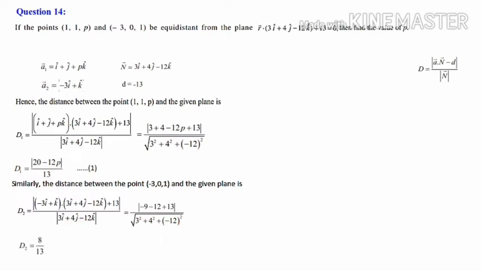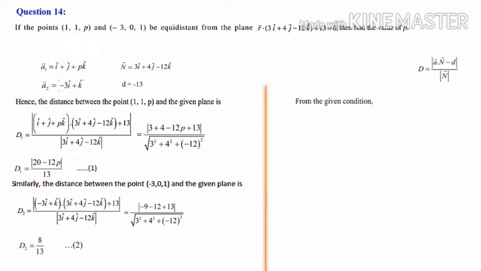That is d2 is, when you calculate -9 -12 plus 13, we get -9 -12, that is -21. -21 plus 13 is -8. Since it is modulus of -8, only the plus value will come out, that is 8 divided by the square root value we already calculated, that is 13. So d2 is 8 by 13 we have got. Label it as equation number 2.